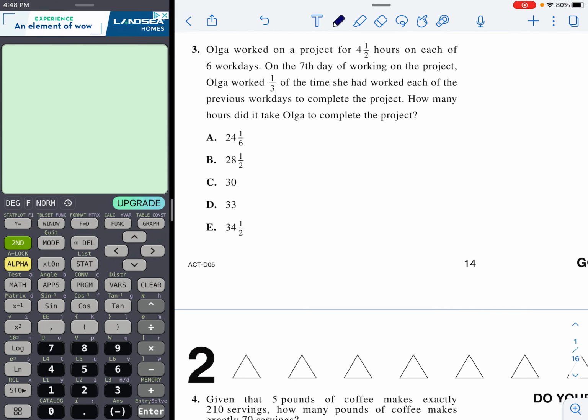Question number 3. Olga worked on a project for 4.5 hours on each of 6 work days. On the 7th day of working on the project, she worked 1/3 of the time she had worked on each of the previous work days. So she does 4.5 hours a day for 6 days. That's 24 plus 3, that's 27 hours. And then she's going to work 1/3 of the amount of time that she had worked each of the previous work days. So 1/3 of 4.5 would be 1.5. So we're going to add those together to get a final answer of 28.5 hours. Answer choice B.